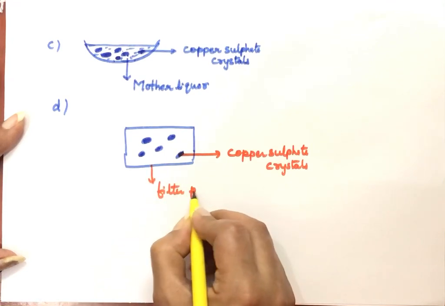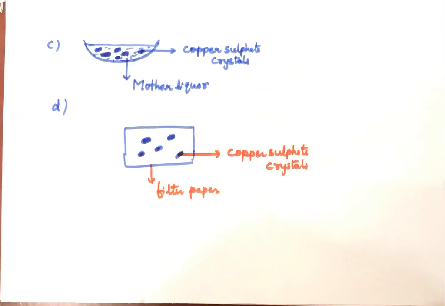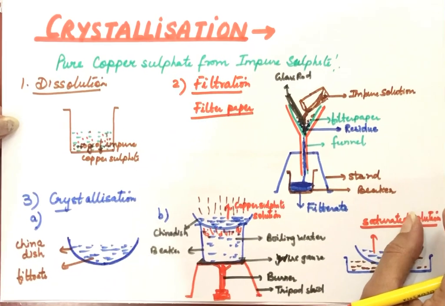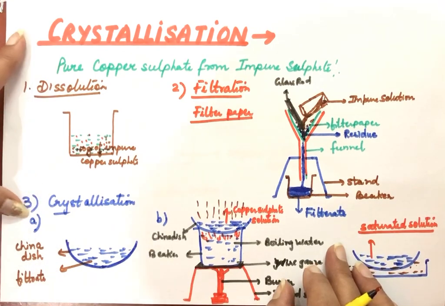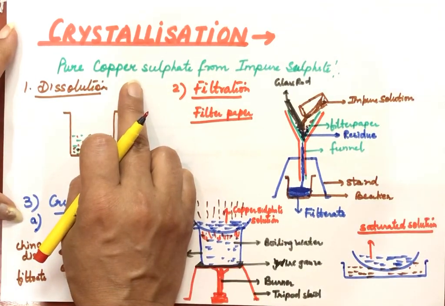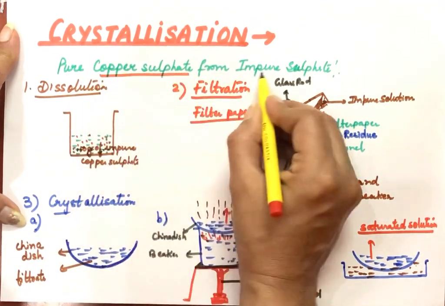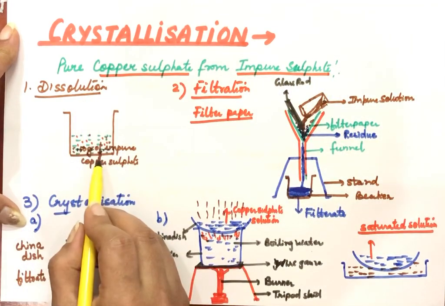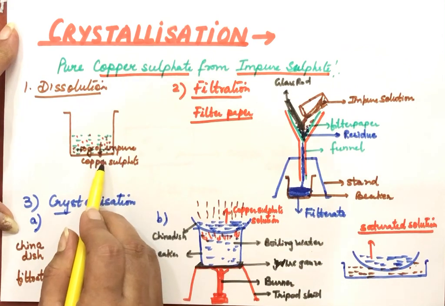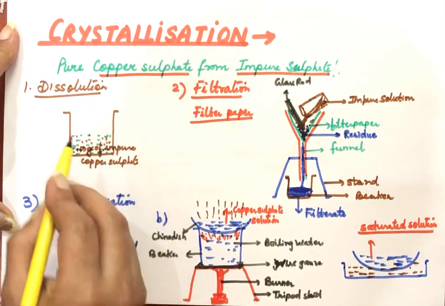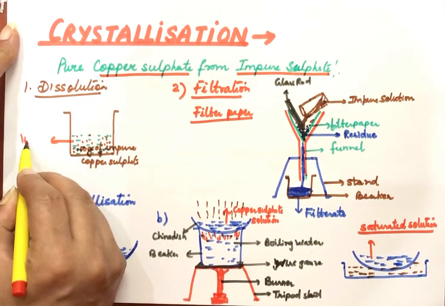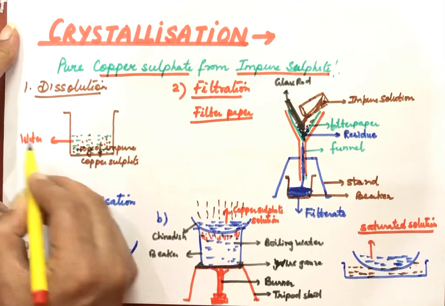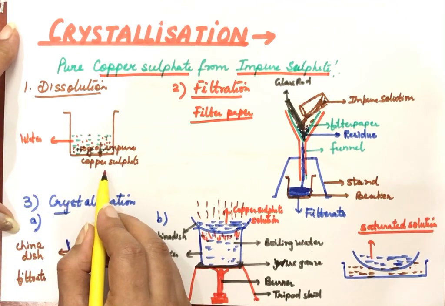So this is a crystallization process. I'm repeating this method. See what we have to do in the crystallization process. The example we are taking is that we want to get crystals of pure copper sulfate, and for that we are taking impure copper sulfate solution. So we take impure copper sulfate, approximately 10 gram, and dissolve that in a minimum amount of water. Very little water we take, in which this copper sulfate can dissolve.